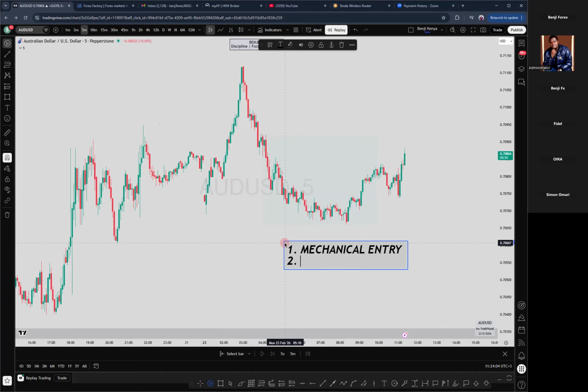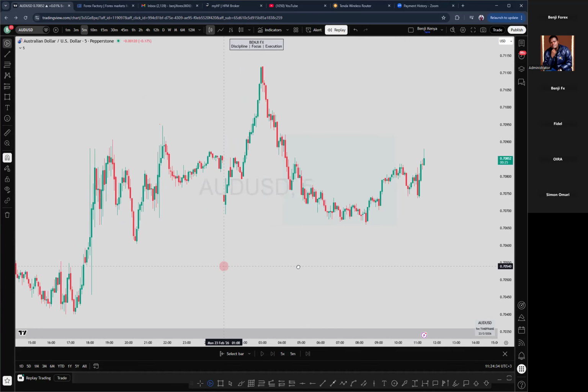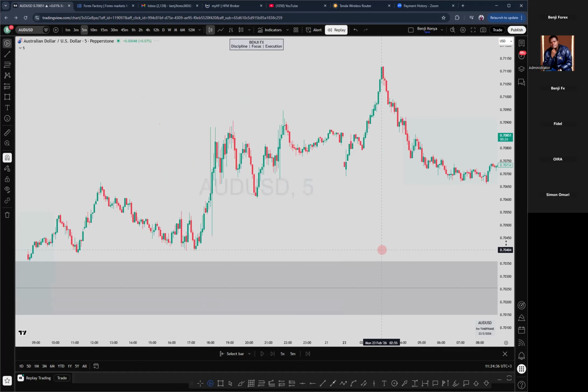Or number two, you can decide to leave it and say the entry has left me, let me just leave it. That's what I used to do earlier, back in my first and second year of trading. But I later realized that you can have a mechanical entry and still get good pips. Not maximum pips, but if you can get 80% of the entire move, that's not bad, or 60%.